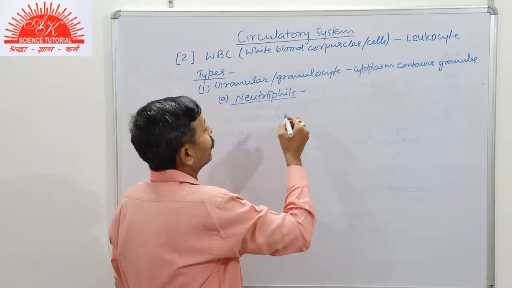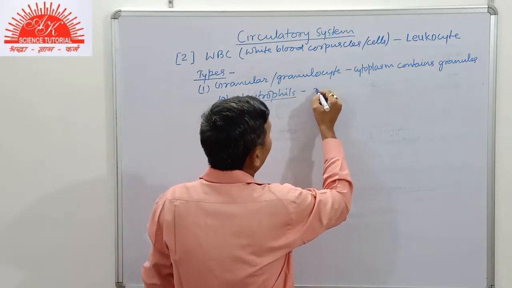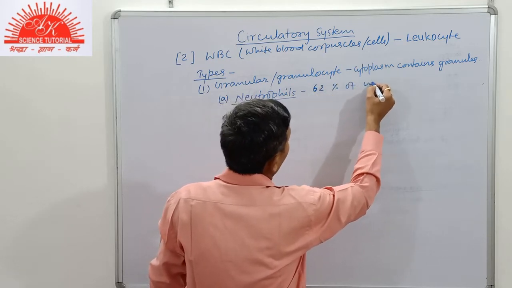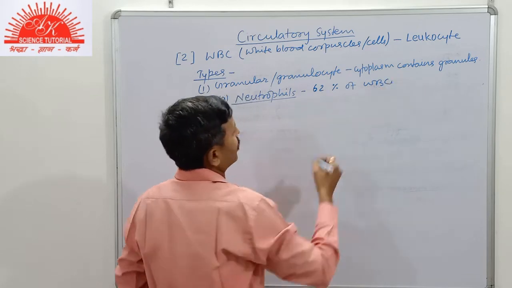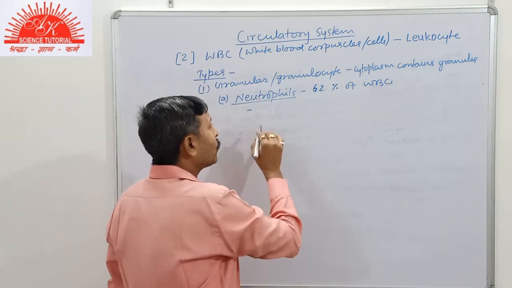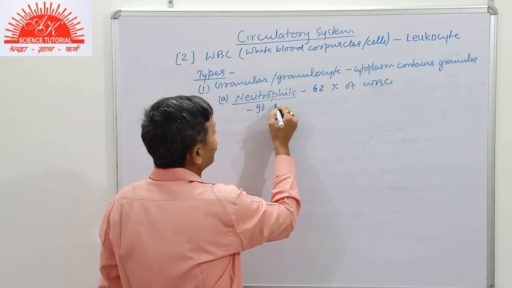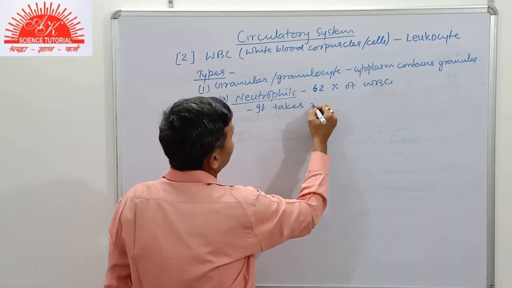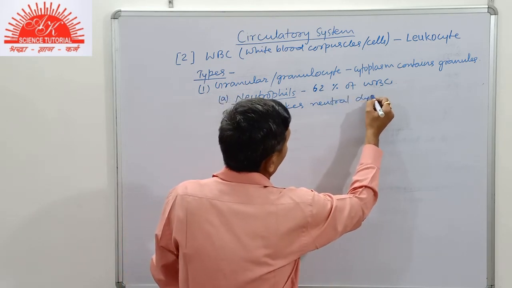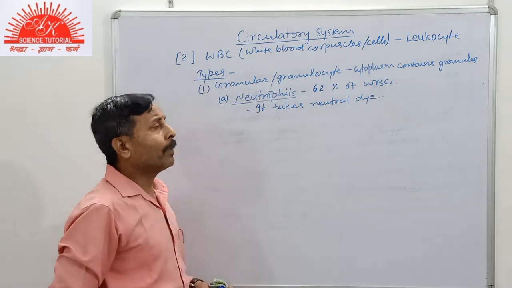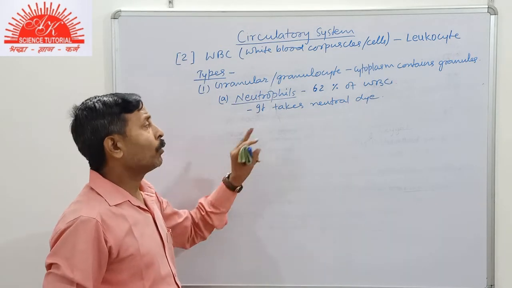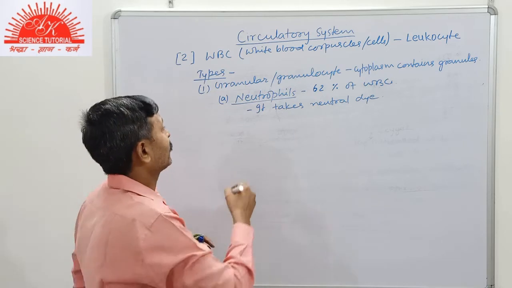Now, neutrophil, here it forms about 62% of WBCs. Then next part, neutrophil takes neutral dye. Neutral means it will be neither acidic nor basic. It will be neutral coloring material.